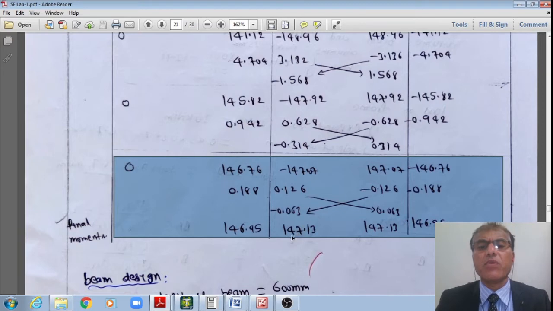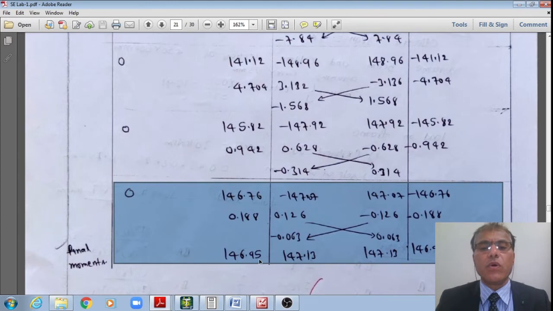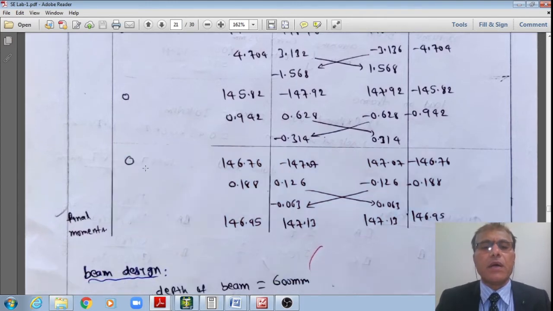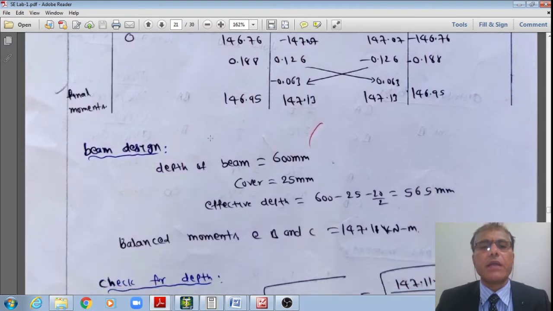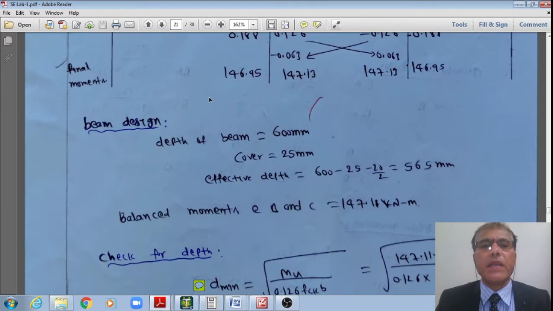147.07 has come down to 147.13. Almost, we can see that there is not much difference from that of the previous cycle. Therefore, now I'll say that I'll stop here, right? That is my final movements. These are my final movements.